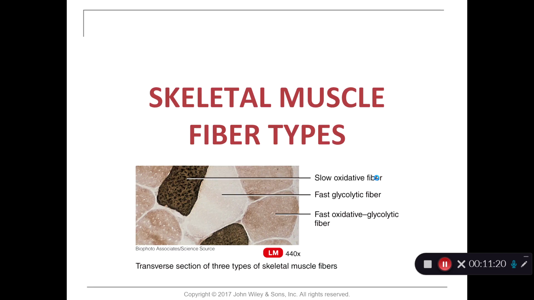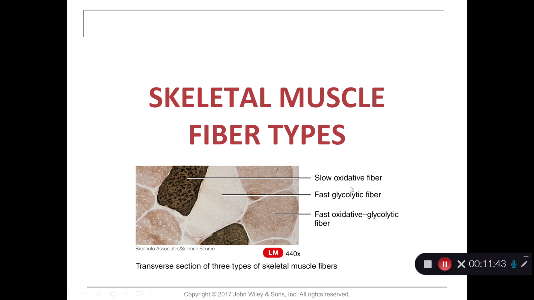All of which have different roles. And their names kind of hint at what they do. Fast glycolytic means fast, it has to happen quick. Fast oxidative, well, oxy refers to oxygen, so that means it probably has a lot of its metabolism coming from oxygen, but also having a little bit of what glycolytic means. So like that lactic acid stuff.